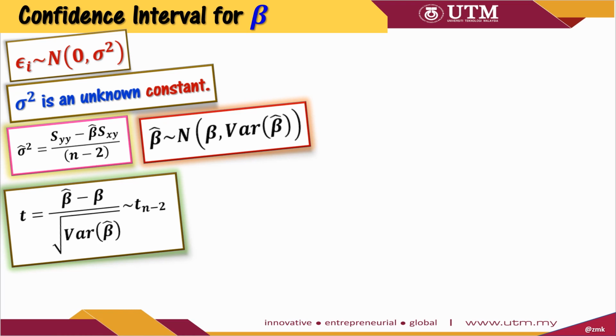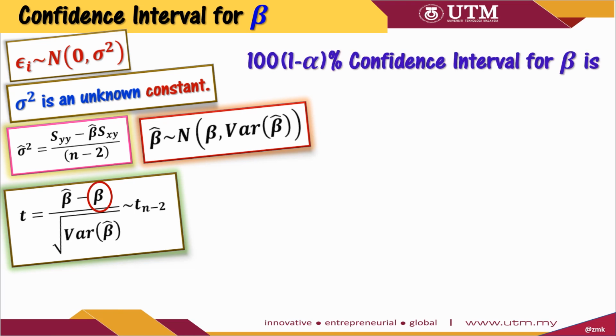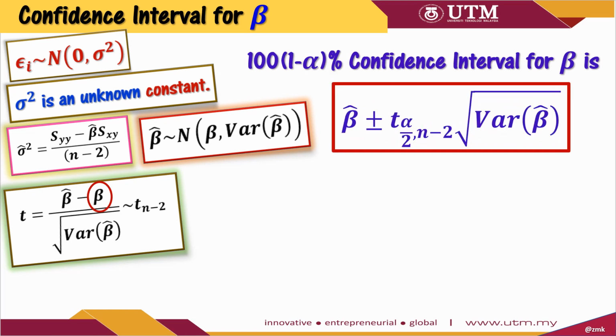We can actually borrow this definition of t statistic to construct a confidence interval for the unknown slope parameter beta. So a 100 times 1 minus alpha % confidence interval for the unknown slope parameter beta is given as beta hat plus minus the margin of error, where the margin of error is defined as t-score at alpha over 2 and the degrees of freedom n minus 2 multiplied by the square root of beta hat variance, or simply the standard deviation of beta hat.